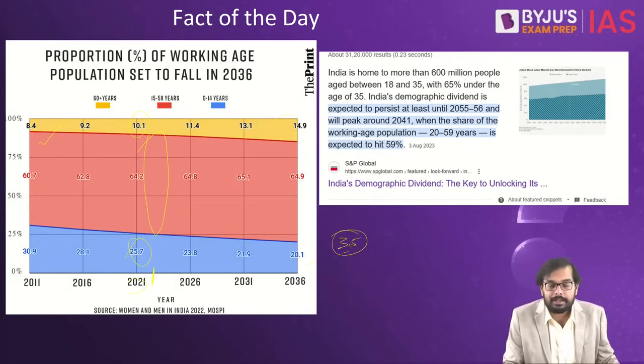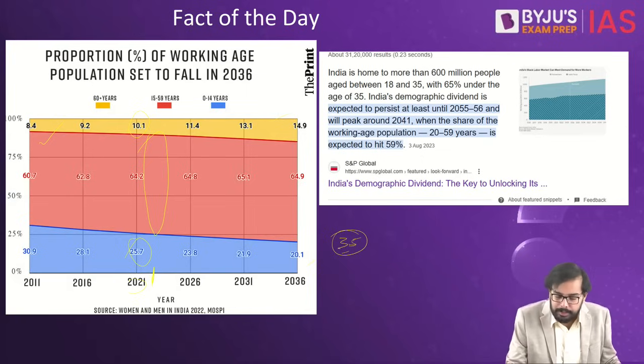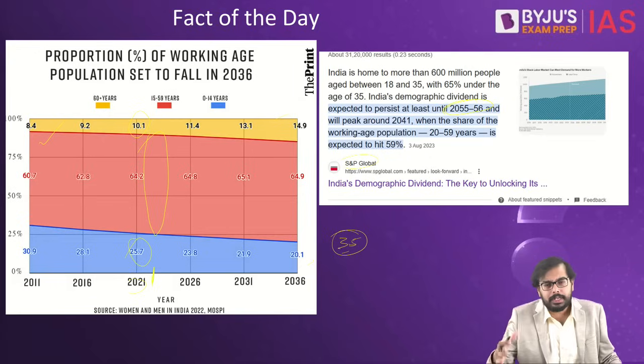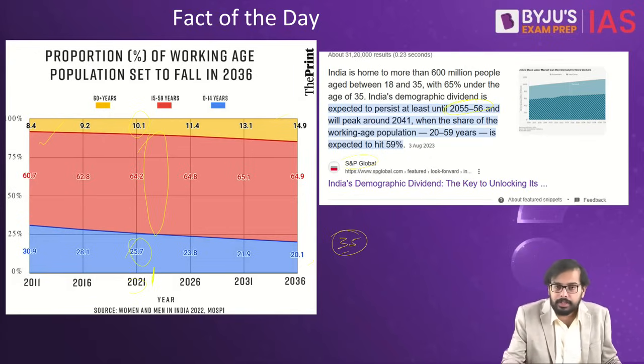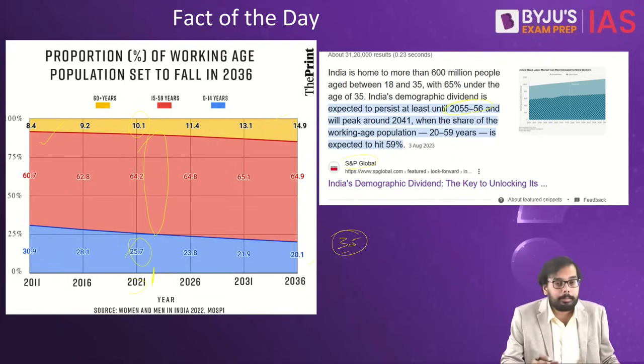India is in a phase of demographic dividend, and as per the S&P report, India will be in this phase up to 2055 or 2056. Till this period, we will be in the phase of demographic dividend. It means that the proportion of the working age group is more compared to the proportion of the non-working age group in the country. So this was the fact of the day. Then, thank you guys.